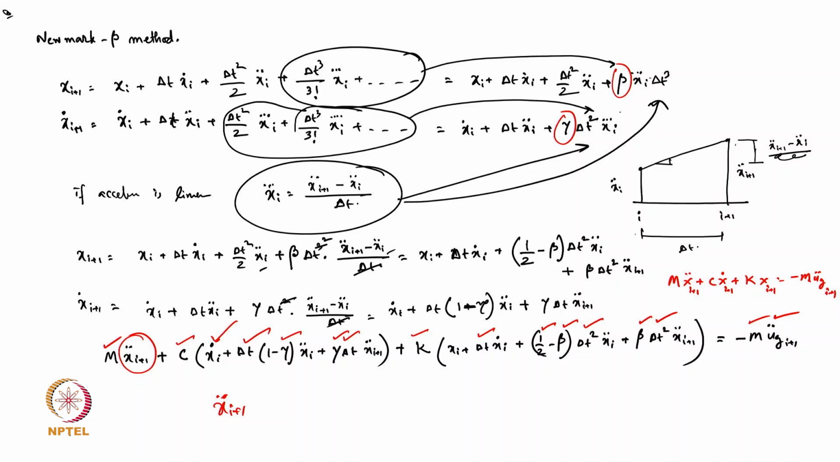Exactly. We have already calculated the ith step, meaning the previous step is already calculated. So obviously xi, xi dot, xi double dot will all be known. So this is known, this is known, this is unknown, known, known, known, unknown. So what we can see is that the only parameter, xi plus 1 double dot, will be equal to some value. Make sense?